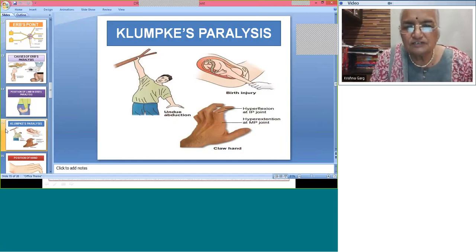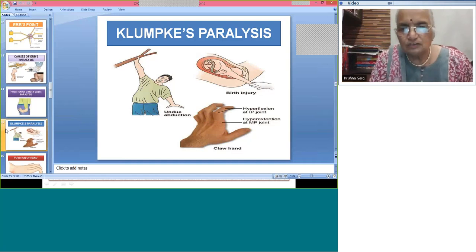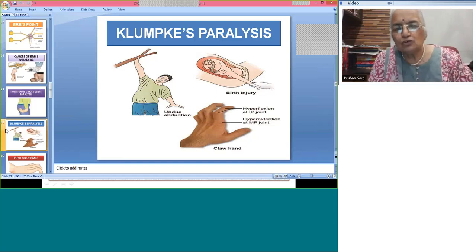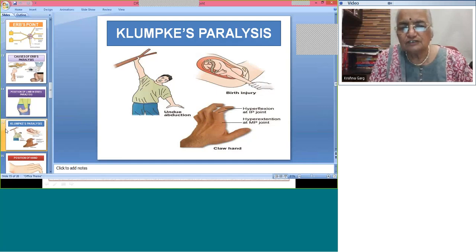This is Klumpke's paralysis, where cervical 8 and T1 segments of the spinal cord are injured. There is undue abduction of the upper limb. It may be a birth injury or it may be a fall. If a person falls down and clutches onto a branch of a tree, there is undue abduction that gives rise to paralysis of C8 and T1 segments of the spinal cord. In this, both parts of the ulnar nerve and median nerve are affected.